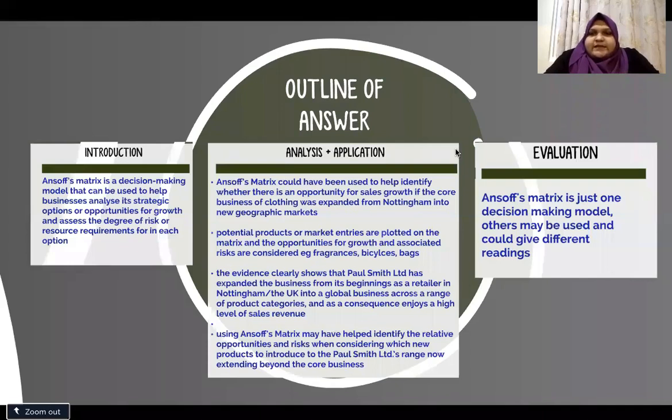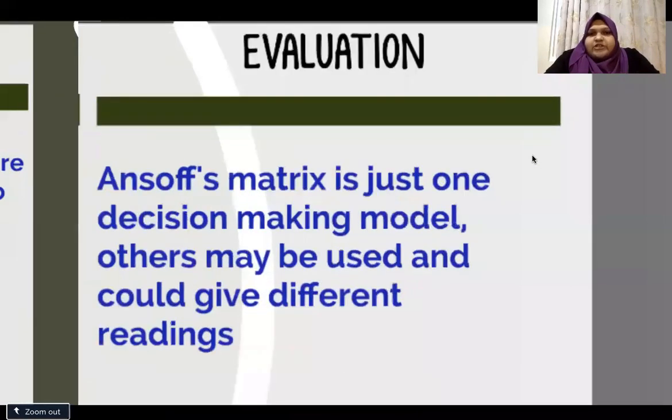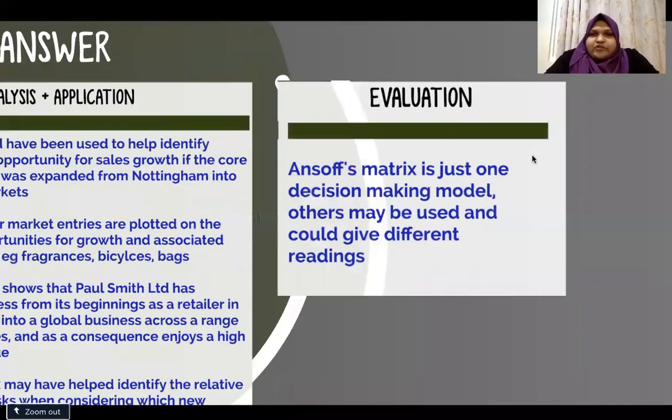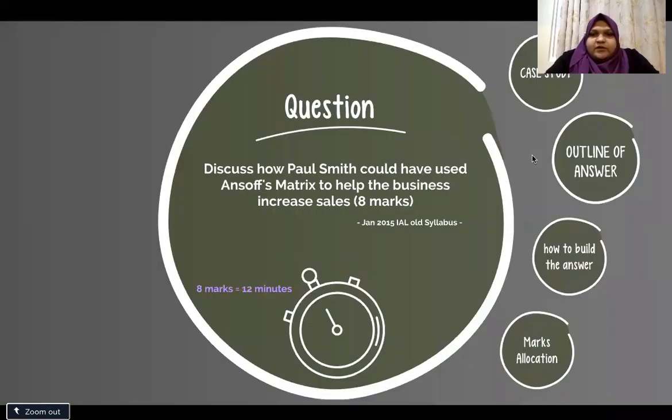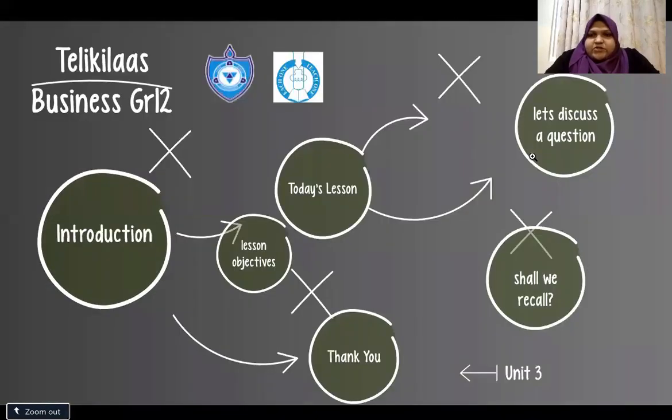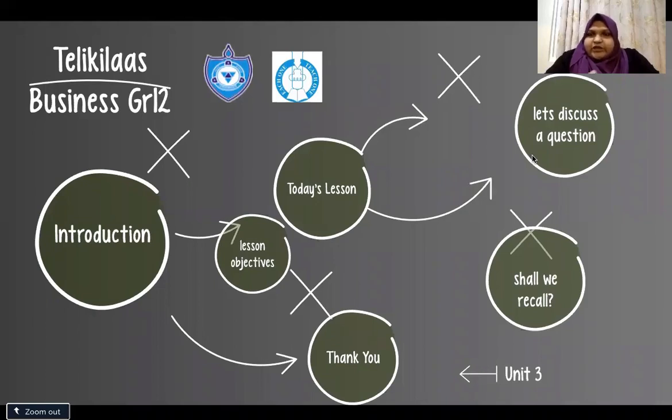And then, since it is a discuss question, you have to balance the answer off. So you need to bring in evaluation. In evaluation, you can talk about how the Ansoff matrix is just one decision-making model, and there could be many other models that he could have used, and that could have contributed to him becoming successful. So thereby you balance your answer a bit. Now, I hope you have understood how to answer that question. You can try it on your own.